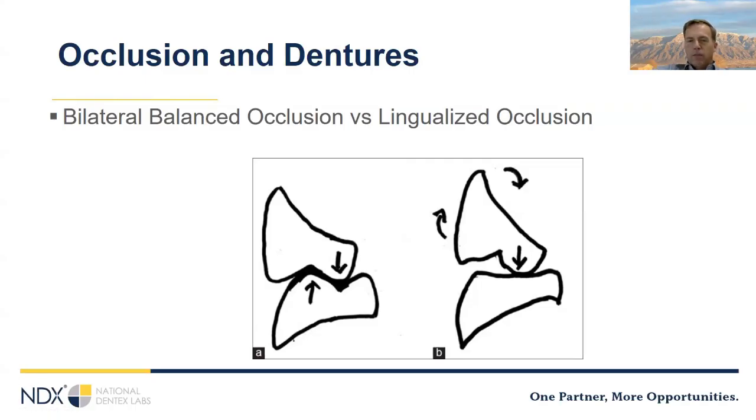So most of the time, you're going to get a good success if you do a 22-degree tooth on, or a little bit less on the upper, and then a 10-degree on the mandibular teeth, so that way you get this more stable lingualized occlusion.